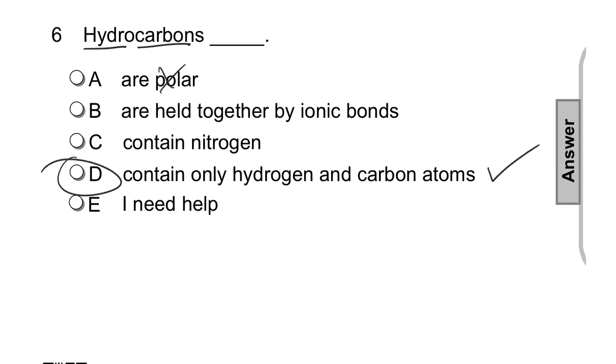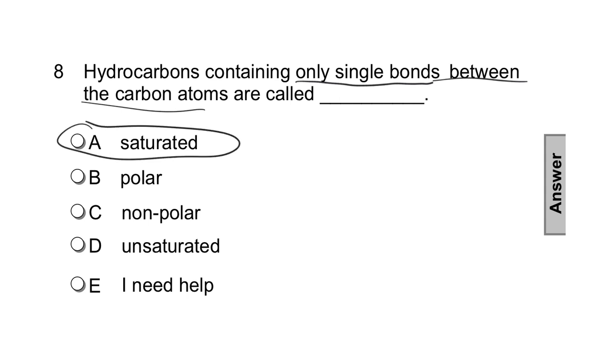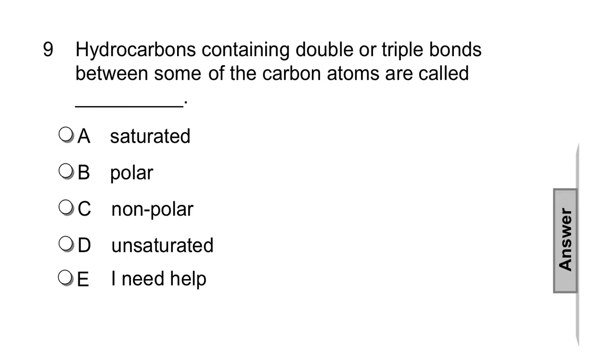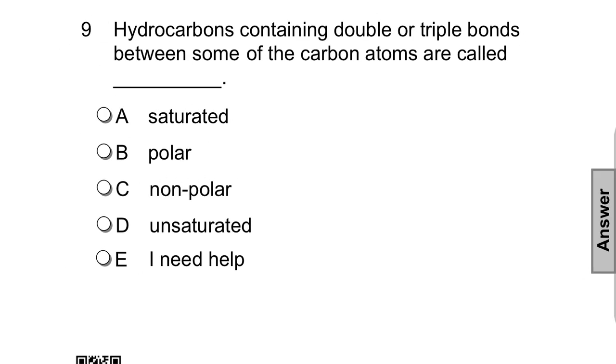So letter D is the right choice. Okay, if a hydrocarbon contains only single bonds between the carbon atoms, it is called a saturated hydrocarbon. And if it contains double or triple bonds, the hydrocarbon is called unsaturated, because you can add things to the double bond.